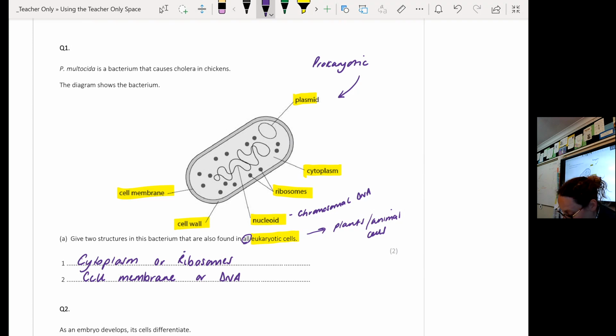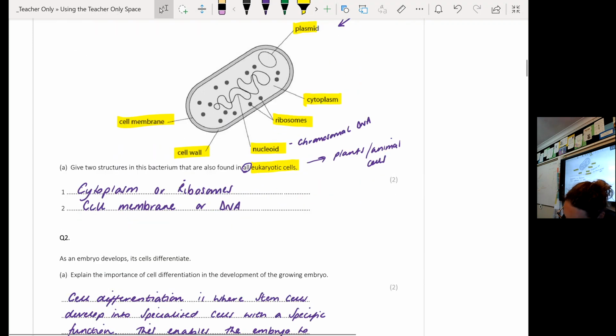So that's the first question, 2 marks. You get a mark for each one of those. So if you gave 1 out of 2, you would have got 1 mark. If you gave 0, 0.